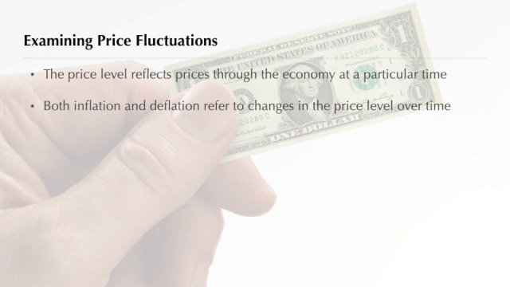When discussing prices, economists talk about the price level, inflation, and deflation. The price level reflects prices throughout the economy at a particular time. Inflation and deflation refer to changes in the price level over time.